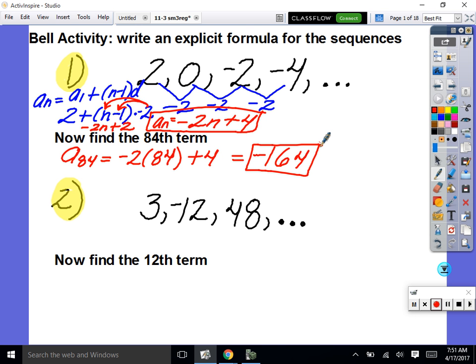Okay. Now down here you would have to recognize, okay, there's not a common difference, which is what Lydia said. That is true. So then is it geometric? That's the next thing we check. So we would divide. 48 divided by -12 is -4. -12 divided by 3 is -4. So this one has a common ratio.